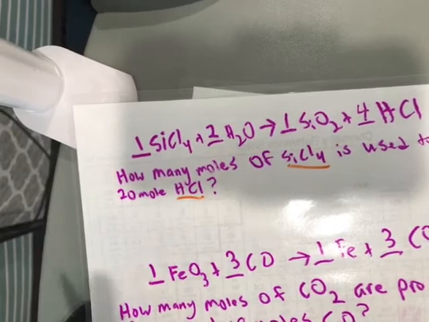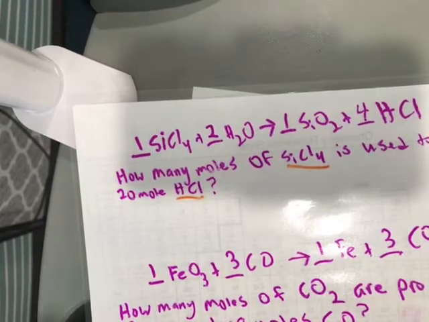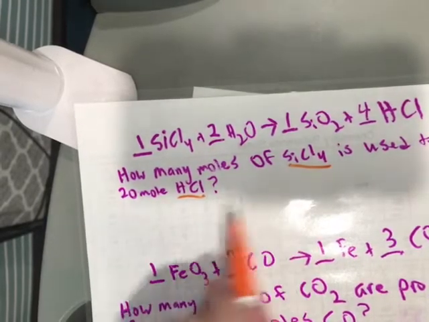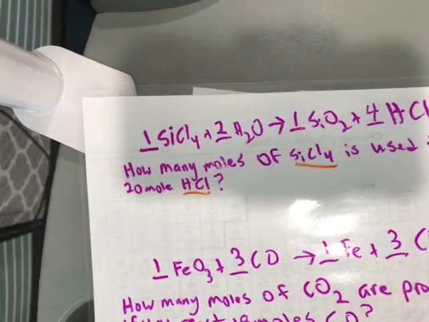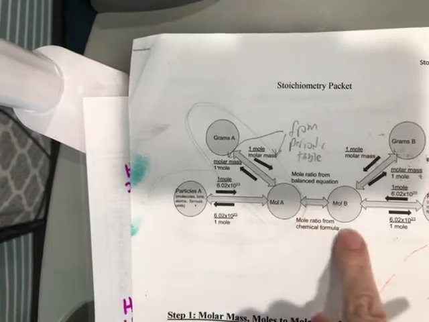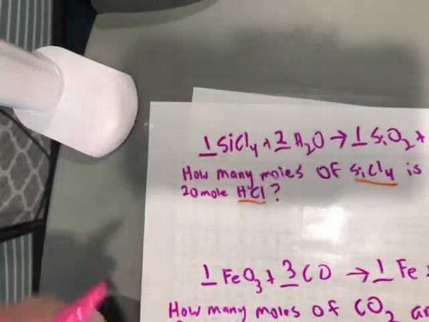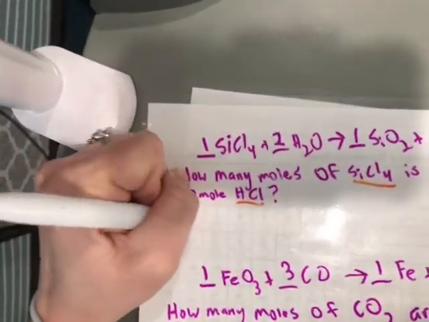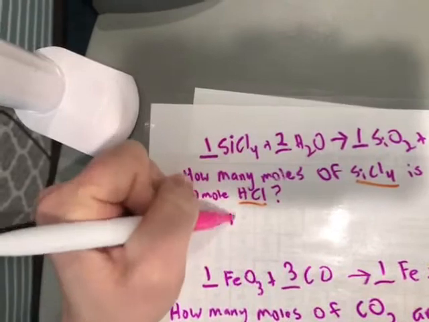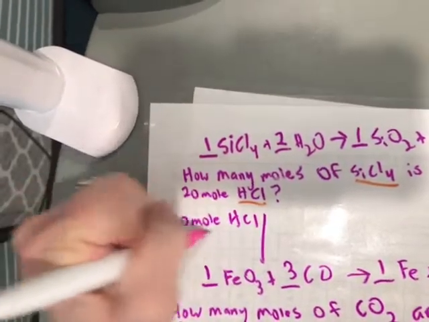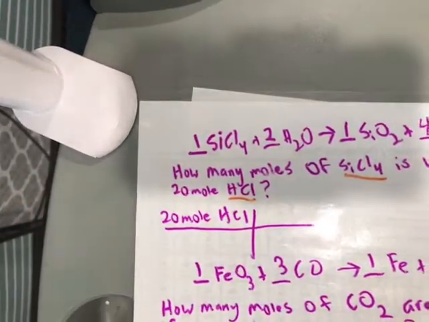That's key here. Everything else that we've been doing so far has been just sticking with one compound at a time. This is the first time we actually have two different compounds. So that means we're going to have to do this, the A and B situation here. But everything else stays the same in terms of our setup. I always start with what I have. I have 20 moles of HCl. That's still my given. Nothing's changed there.